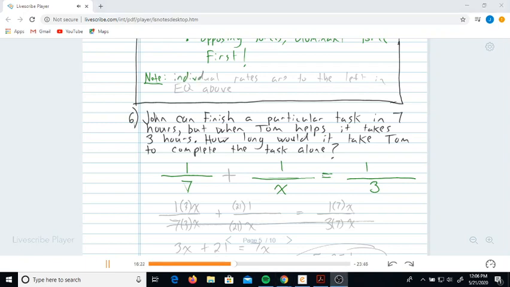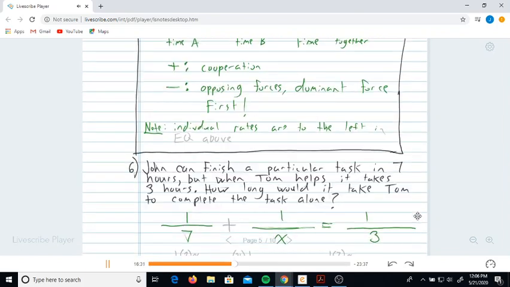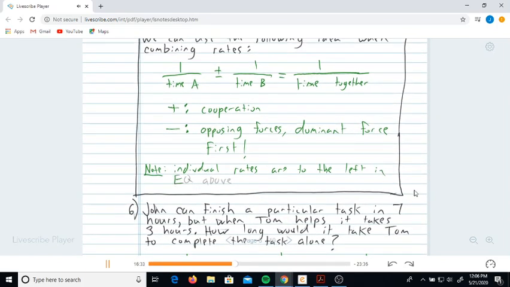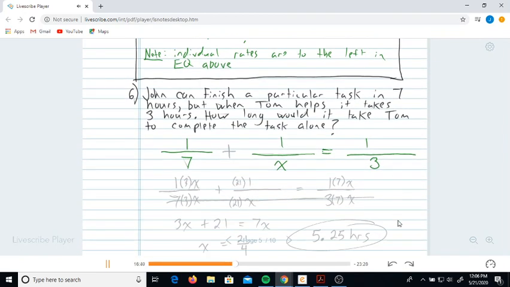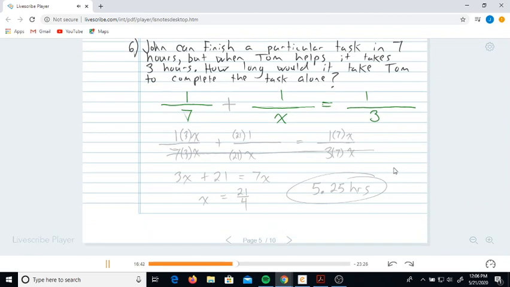As you can see in the setup, the individual rates are to the left in the equation above. So we can see for our John and Tom problem here in number 6, the individual rates are to the left, and we have to determine whether they are working together or working against each other. They're working together, so we use addition. We use addition when the two rates are working together.